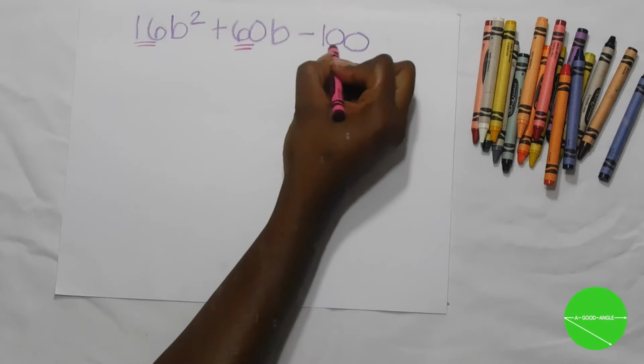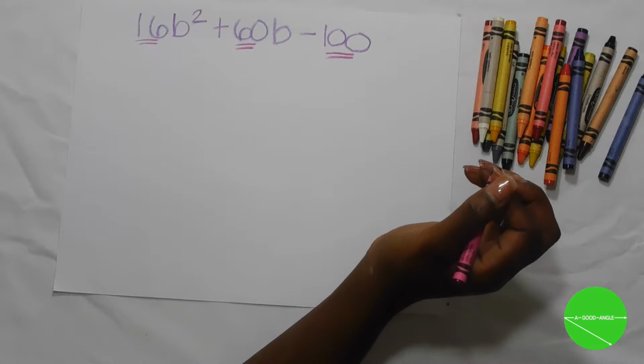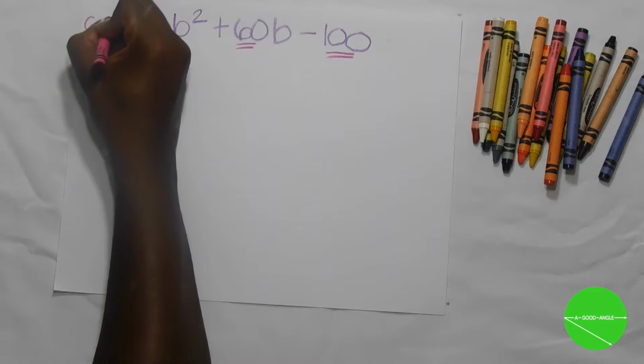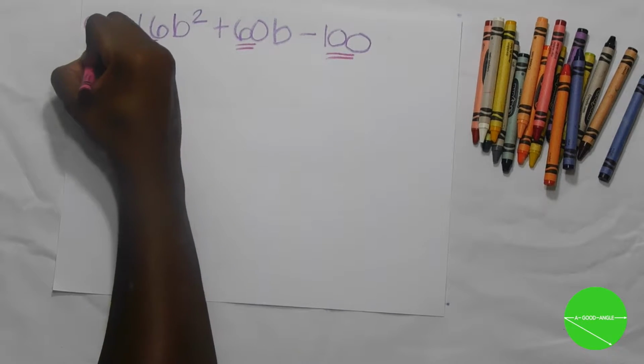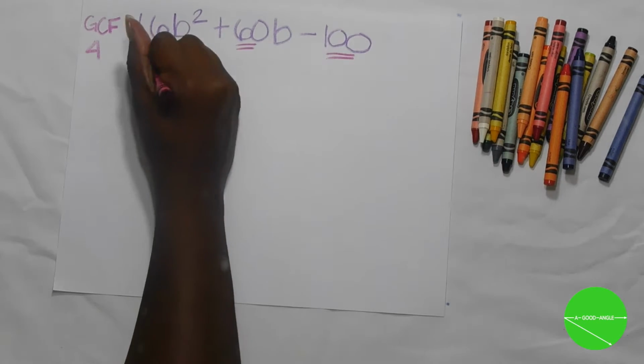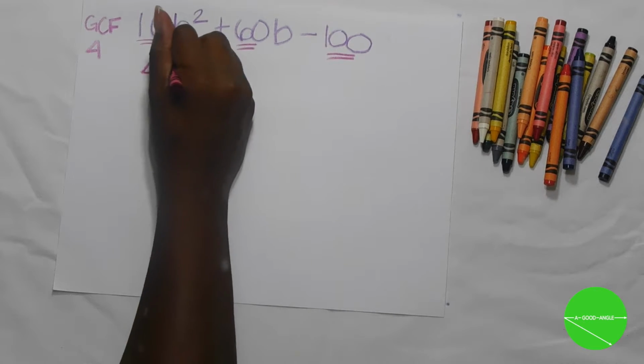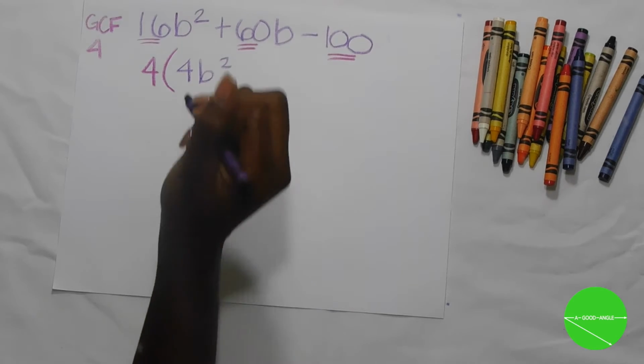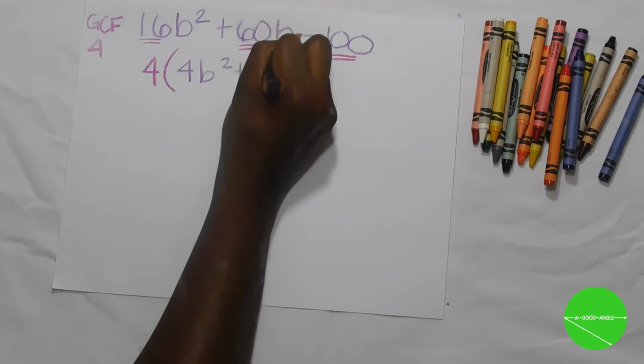Look at 16, 60, 100. Do they have a number in common? Why, yes. Yes, they do. That number in this case would be a GCF of 4. So I'm going to take that GCF out, okay? Factor it out.